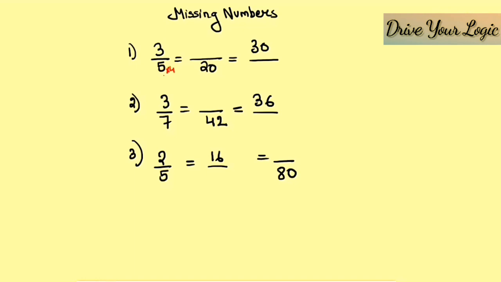Always remember, when you multiply the denominator, you have to multiply the same number in the numerator also. Denominator and numerator, same number multiplication. So 3 into 4 is how much? 12. Clear? Now here it is given 30. So 3 into how much is 30? 3 into 10 is 30. So 5 into 10 will be how much? 50.